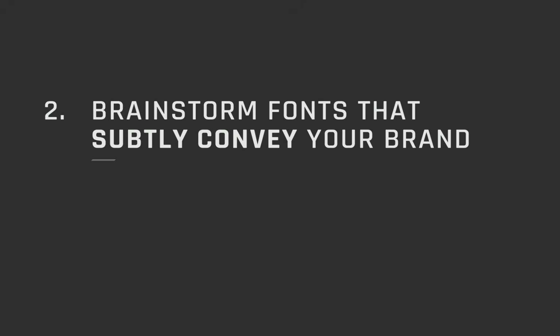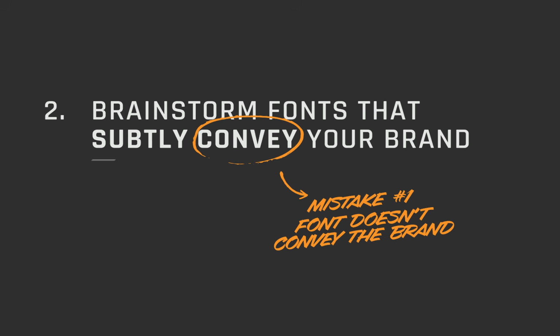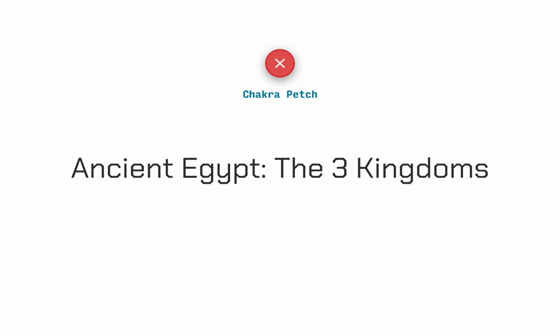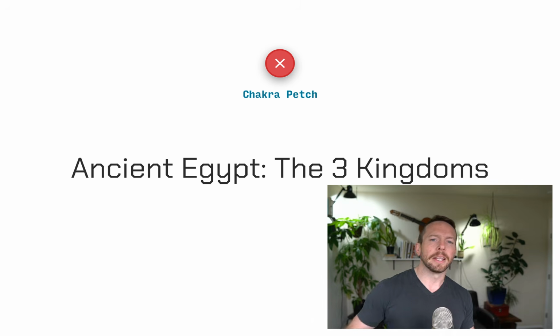Step 2, brainstorm fonts that subtly convey your brand. Now, you're going to find a bunch of fonts in this step that subtly match 1 or more of your brand adjectives, and there's really 2 classic mistakes to watch out for. Mistake number 1, the font doesn't actually convey your brand. A good example here would be Chakra Petch, which is an excellent font, very cool, but this angular geometric feel of the letter forms is just totally off base for something that's about ancient Egypt and is scholarly.